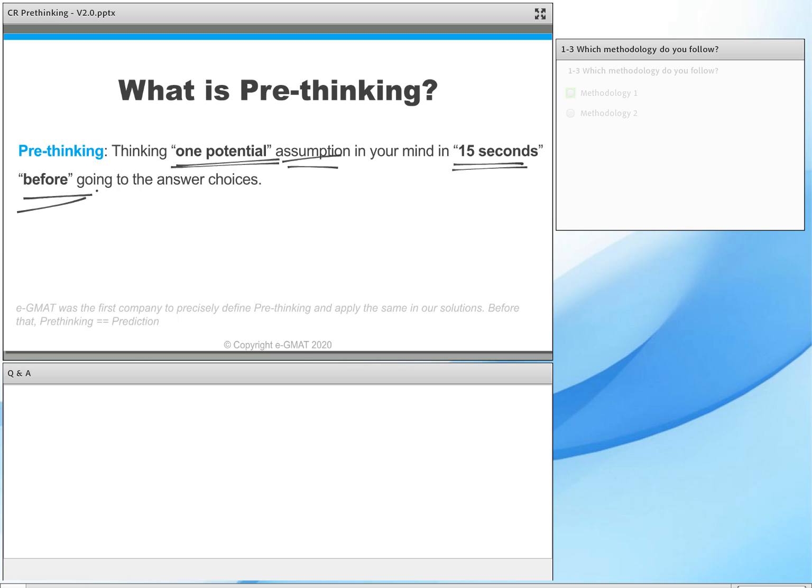This definition is really important, because even though pre-thinking as a term existed in the world of GMAT preparation long before e-GMAT was a company, no one clearly defined it. There was no pre-thinking method, and it was often confused with predicting the answer. No, we're not trying to predict the answer. We're trying to understand the logic that the author is using. Pre-thinking is not predicting the answer. We're not trying to be astrologers.